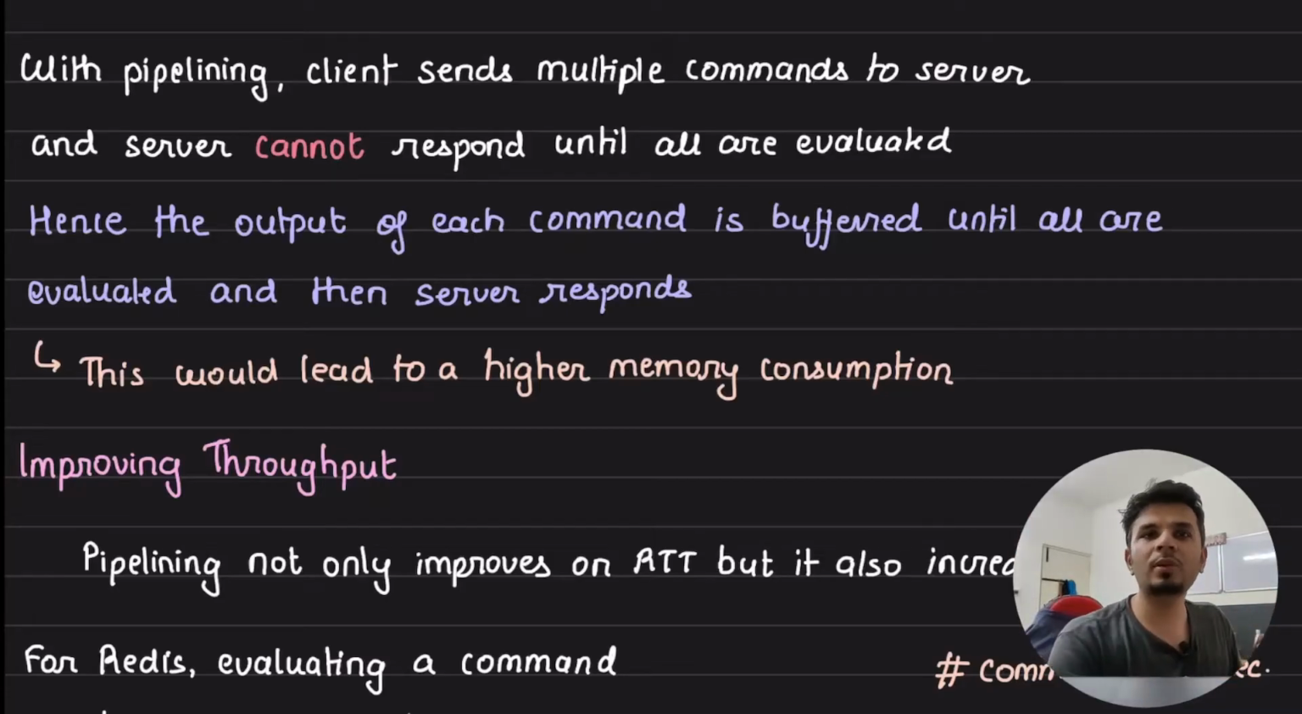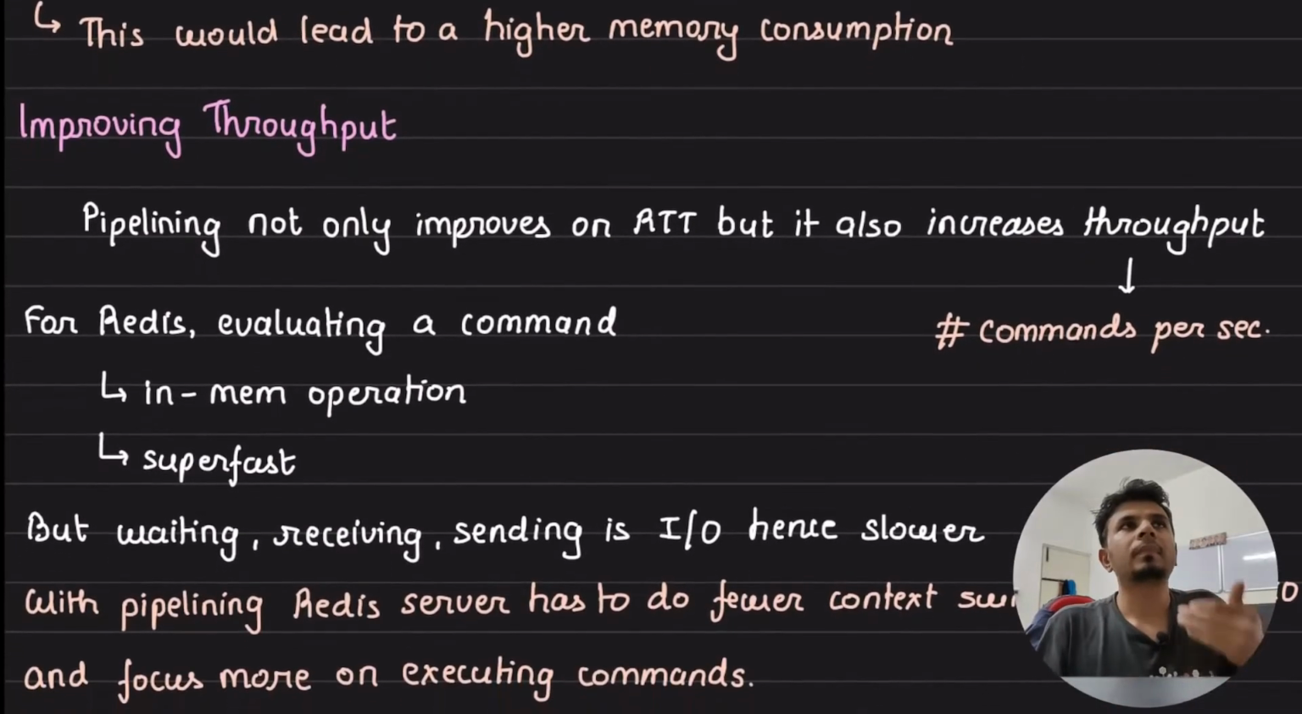So here what would happen is it would lead to higher memory consumption. If you're doing a lot of pipelining, agreed, you'll get great throughput, but it would have an impact on memory consumption. So you have to be wary of that fact, right? But obviously, pipelining helps you improve throughput because now the number of operations that you can run is much larger. Otherwise, a lot of time on your Redis server goes into waiting for the request and then sending the response.